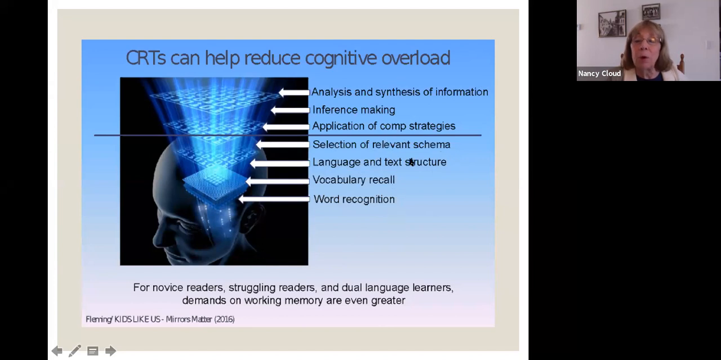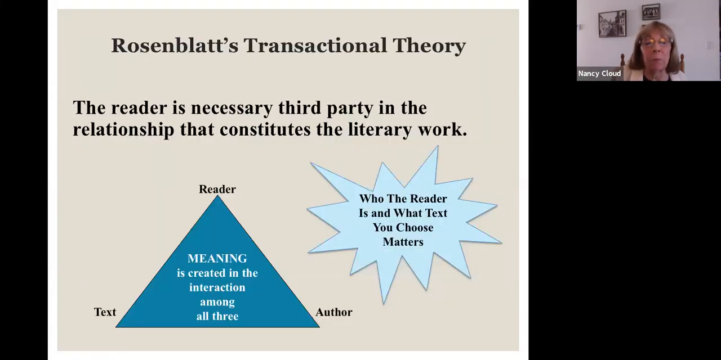So we need books that feel very, very comfortable to children, very, very affirming of their life experience so that they can relax. They know they're going to understand the story. And now we can work on these higher level skills that are the goals in teaching reading.